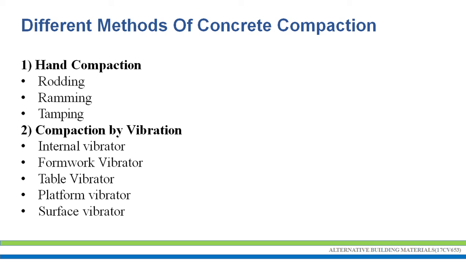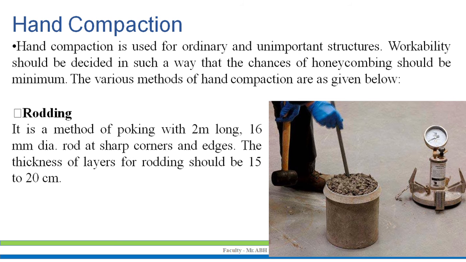So what are the different methods of concrete compaction? One is hand compaction and second one is compaction by vibration. So rodding, ramming, tamping, these are methods of hand compaction, and for compaction by vibration we can use different types of vibrator: internal vibrator, formwork vibrator, table vibrator, platform vibrator and surface vibrator. So hand compaction is used for the ordinary and unimportant structure work, and it should be decided in such a way that the chances of honeycombing should be minimum.